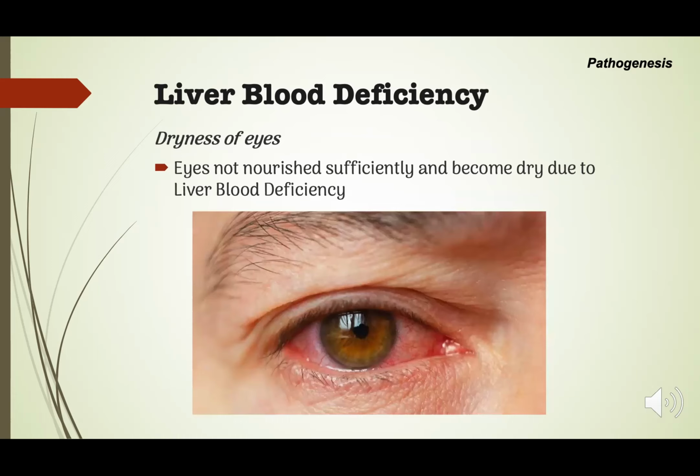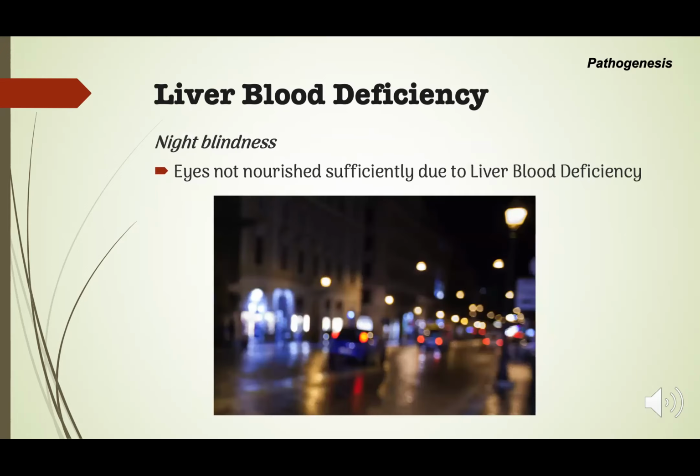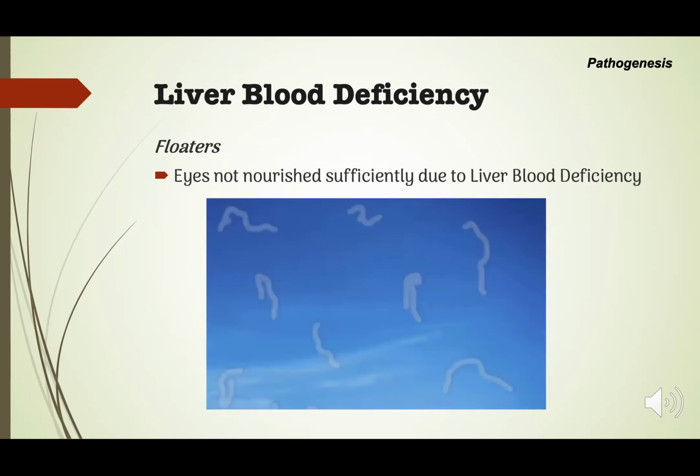Dryness of the eyes: the eyes are not nourished sufficiently and become dry due to liver blood deficiency. Night blindness: the eyes are not nourished sufficiently, so this is due to liver blood deficiency. Floaters: the eyes are not nourished sufficiently due to liver blood deficiency.